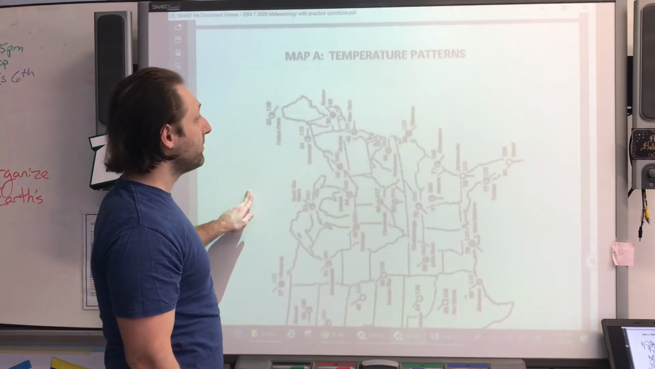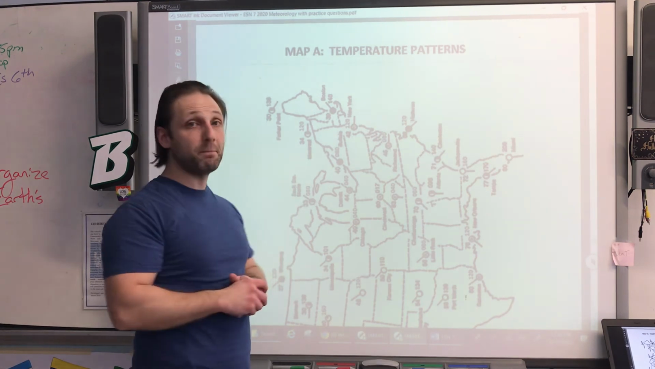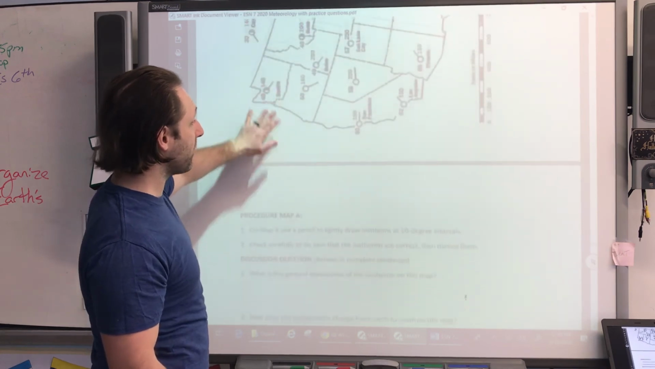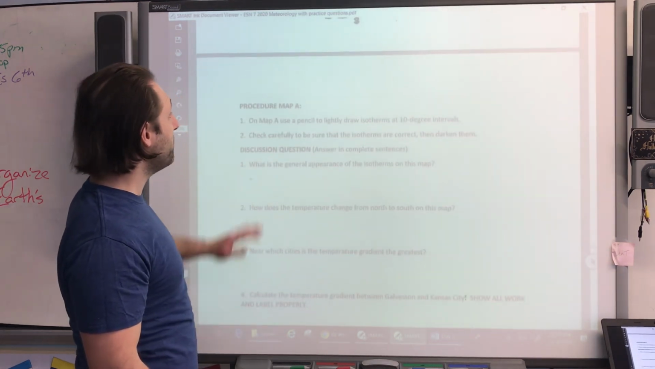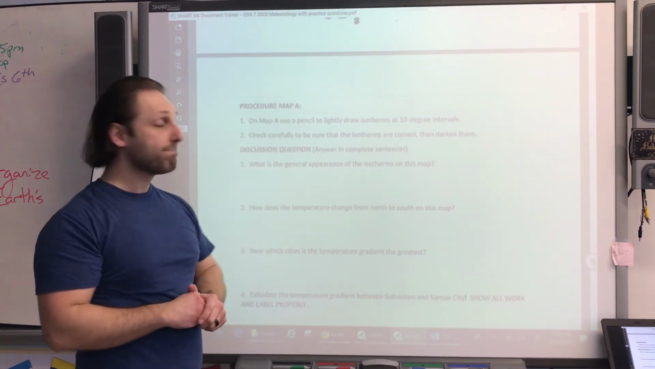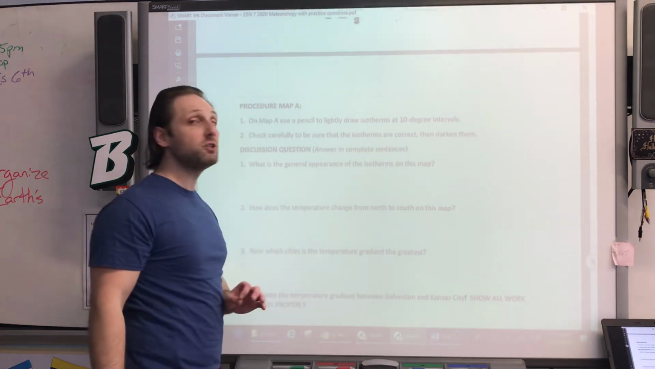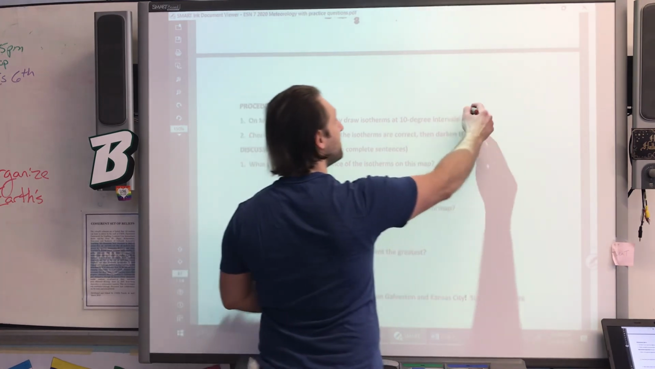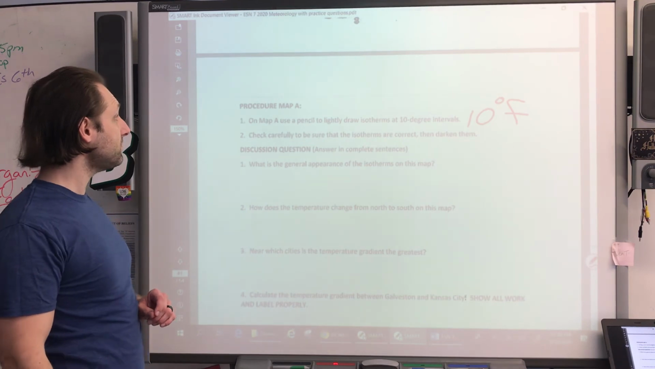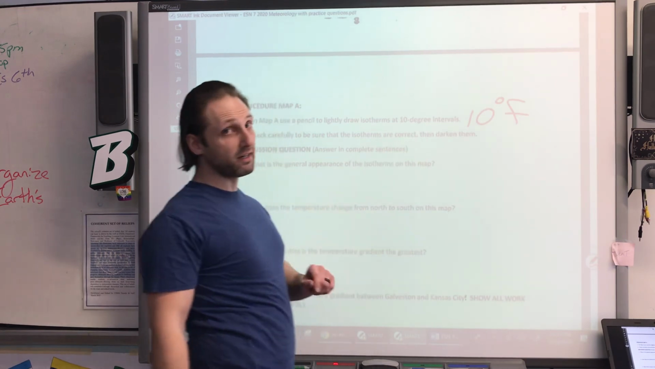All right, so our first map, map A. We are looking purely at temperature patterns on this map. The instructions for map A will be found here on the next page, procedure map A. On map A, use a pencil to lightly draw isotherms at 10-degree intervals. By 10 degrees, I mean 10 degrees Fahrenheit. That is the interval. Make sure you check carefully to be sure that the isotherms are correct before you darken them in.